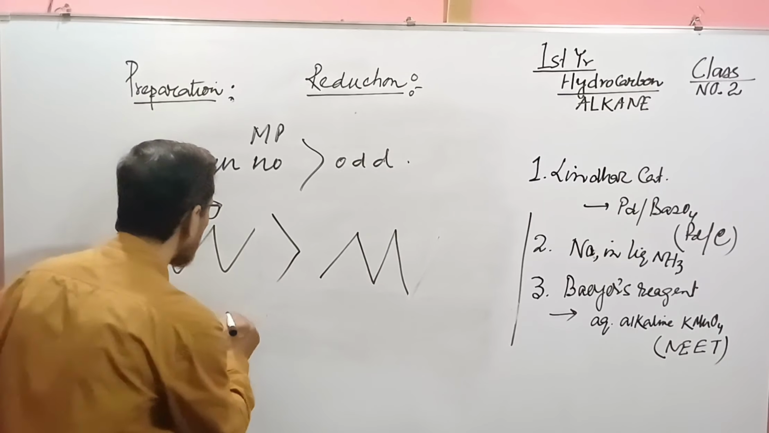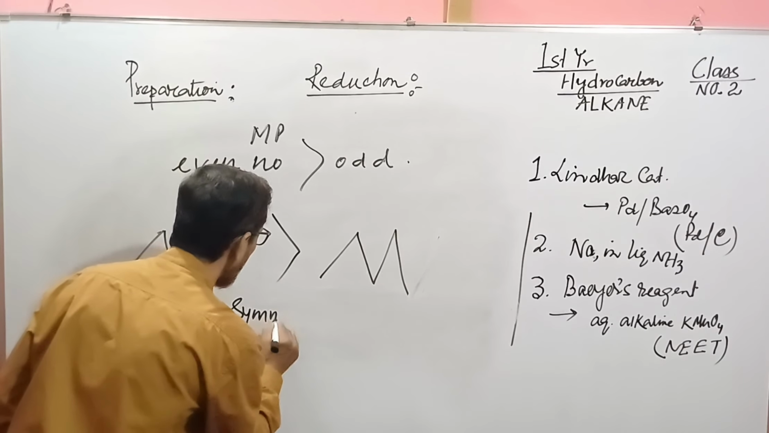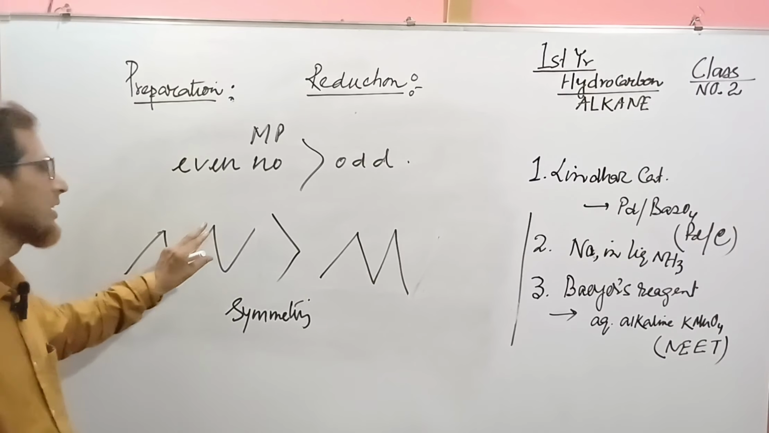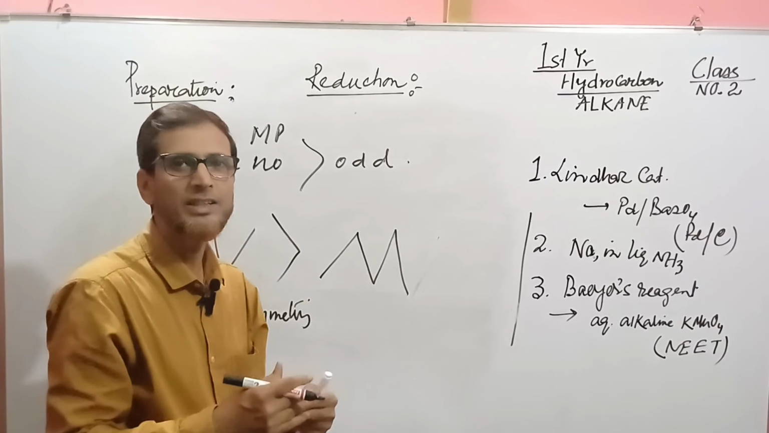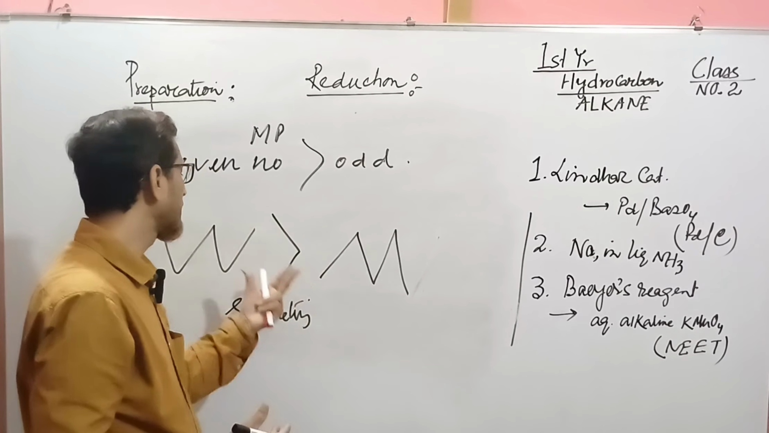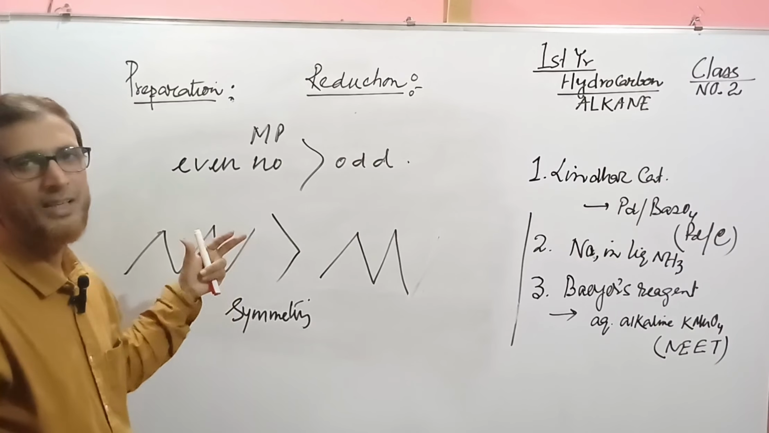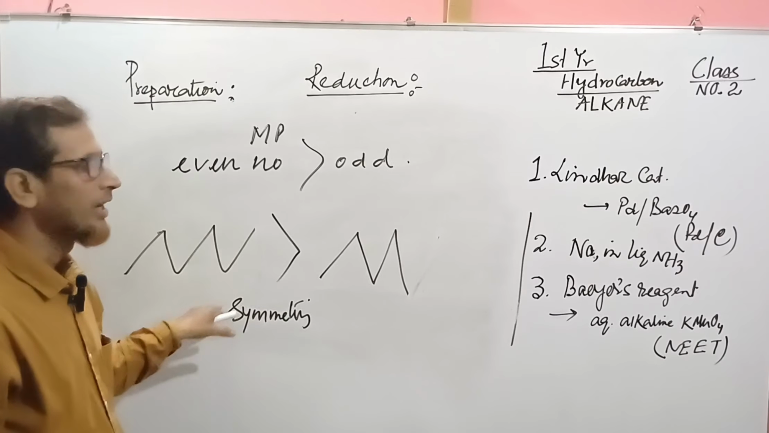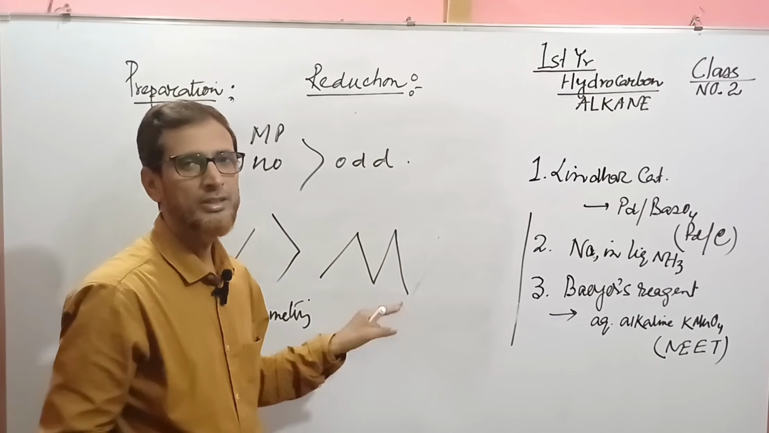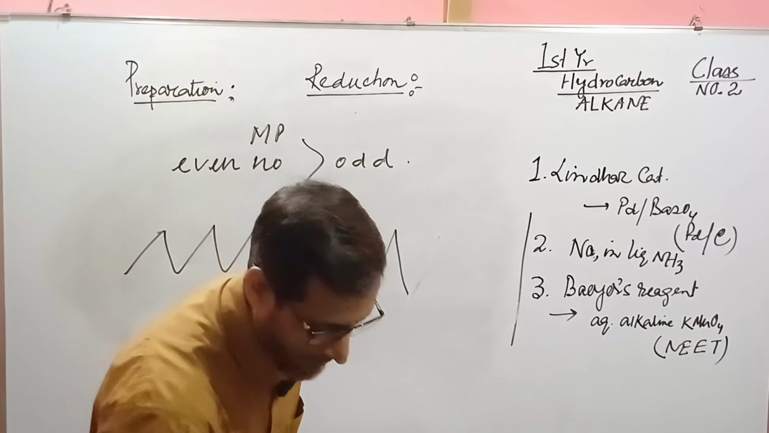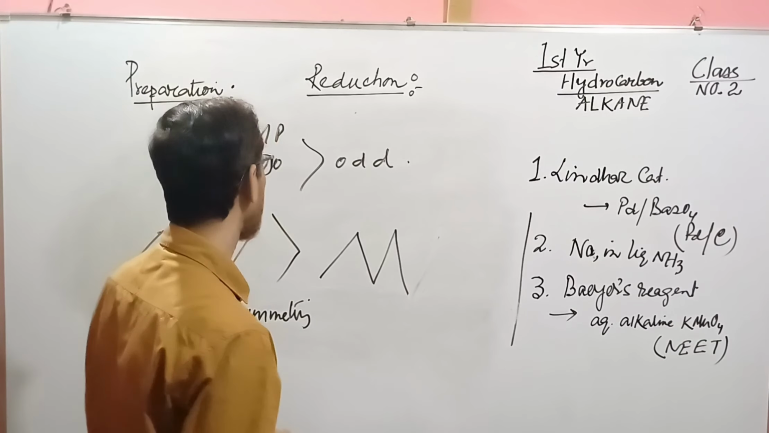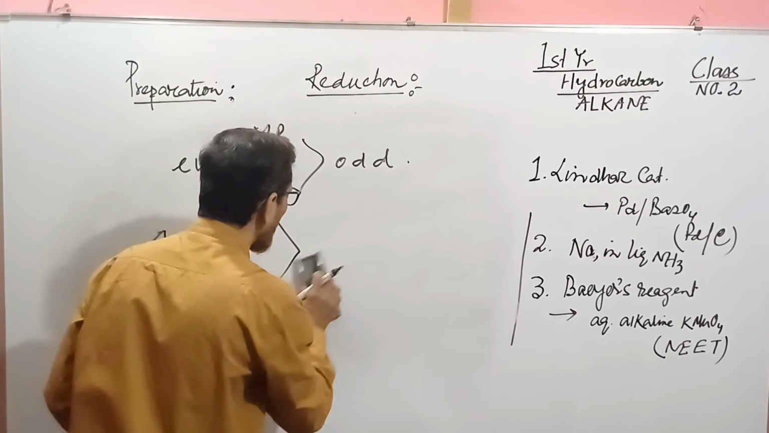This is due to symmetry. If it is even, then symmetry exists. If symmetry exists, they fit very easily and symmetrically in the crystal, so a huge amount of energy is required to melt. So due to the symmetry of an even number of carbons in the hydrocarbon, the melting point is more, and an odd-numbered one doesn't fit exactly in the crystal due to asymmetry. Therefore, a hydrocarbon having an odd number of carbons has a lower melting point due to lack of symmetry.